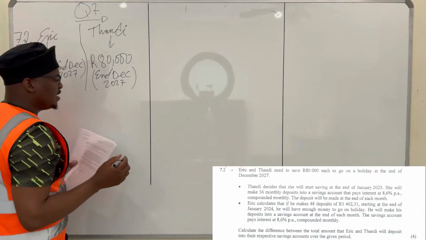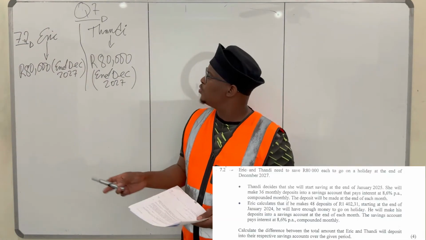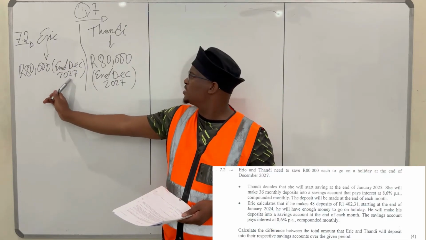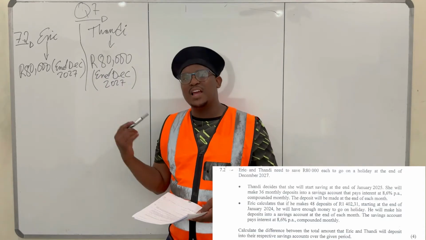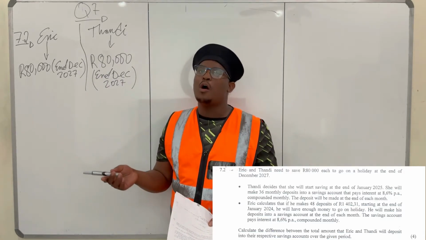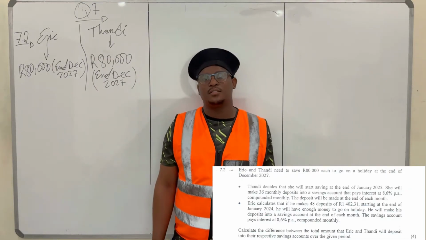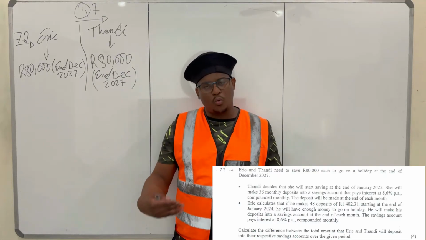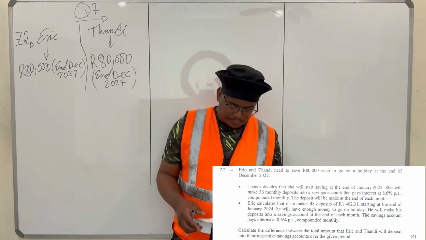So these two people, Eric and Tandy, want to go on a trip. So Eric will need 80,000 to go to this trip at the end of December 2027. And Tandy will also need 80,000 to go on this trip at the end of 2027. So I'll say they are going to the same trip, which requires that amount of 80,000. Or maybe you need a minimum of 80,000 to be qualified to go to that trip. Let's say that for now.